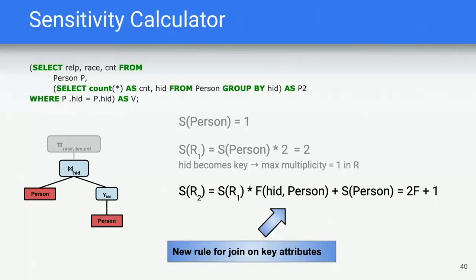And now we perform the join. And because the join is on a key attribute, we have a different formula that gives us at the end 2 times F plus 1, where F is the multiplicity of HID in person. Okay. So the sensitivity is still dependent on the actual data. Okay, we'll see how we get rid of that a little bit later.